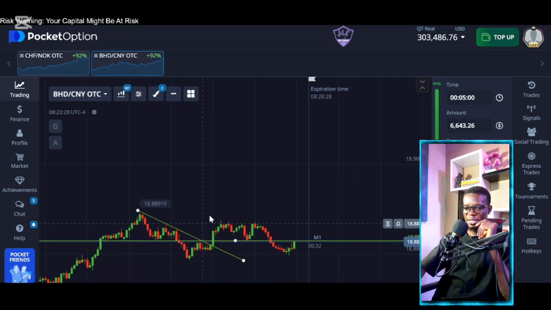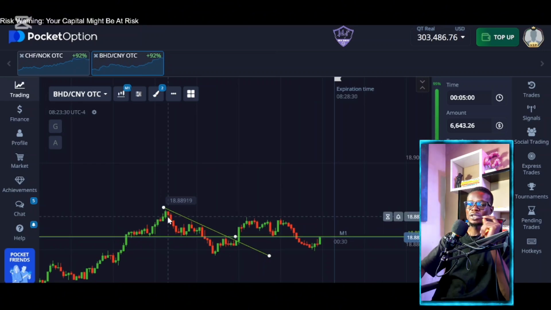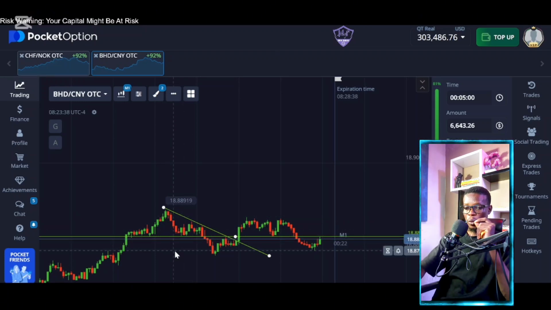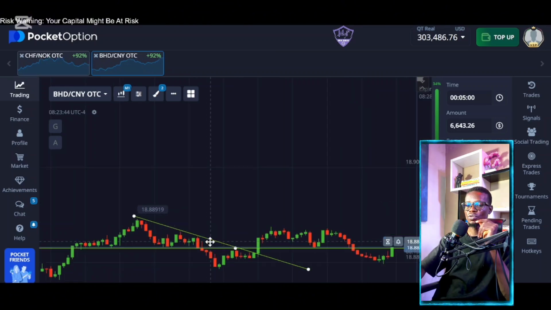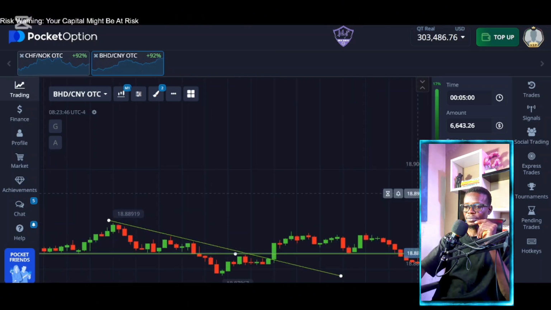So price tested this level right here, and there was a meltdown, which we always expect. That's what we refer to as the retracement phase. So price was falling down right here, creating this new low, creating this new lower high, and creating this new lower low. So we have a structure of a downtrend.